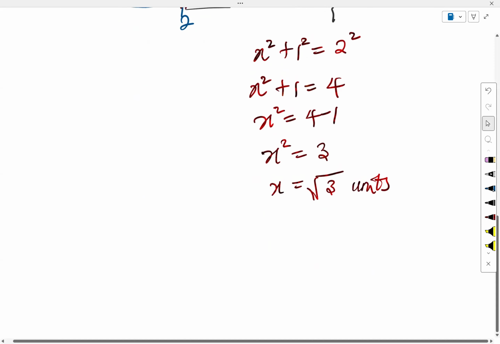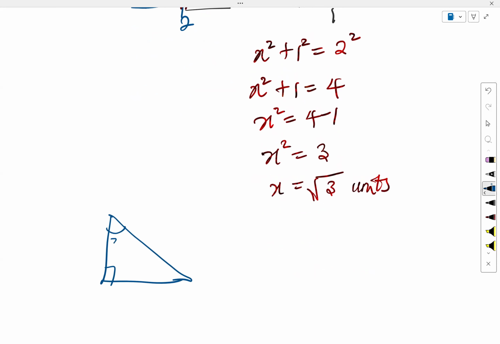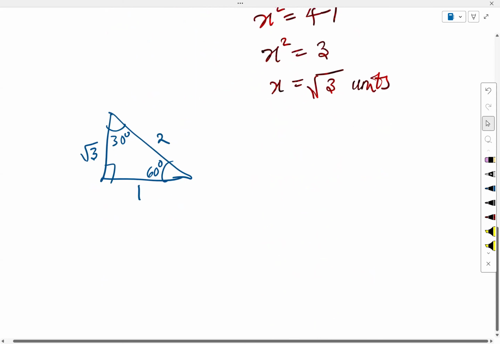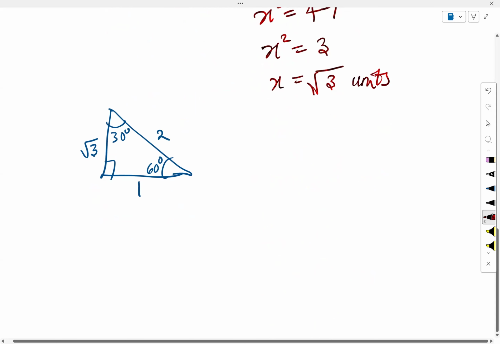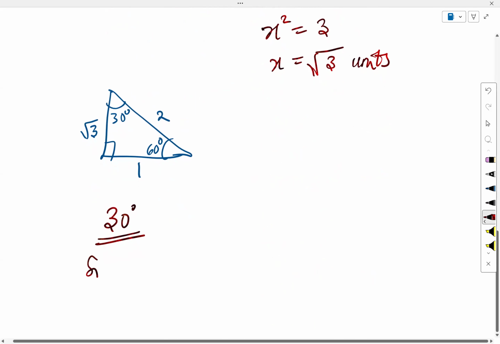So we can come back and write this triangle now, where this is 30 degrees, this is 60 degrees, and this side is root 3. Then this is 2 units, and this is 1 unit. So based on what we have, we can get all the values of 30 and 60 degrees. Let's start with 30 degrees. What do we get? What is sine 30 degrees?